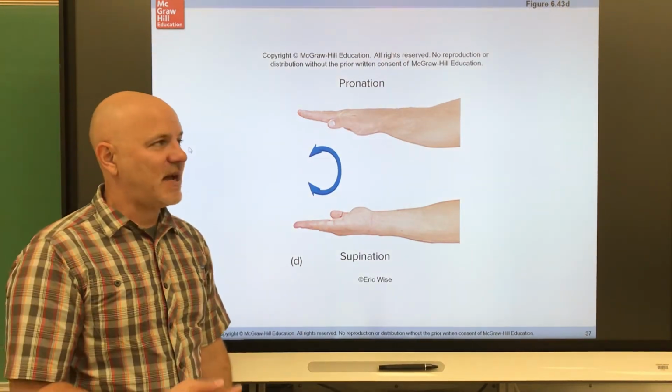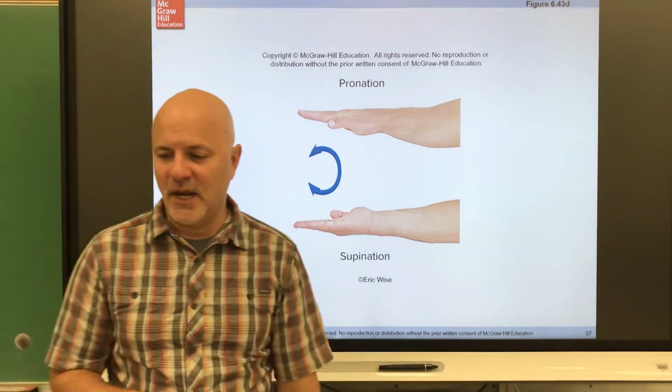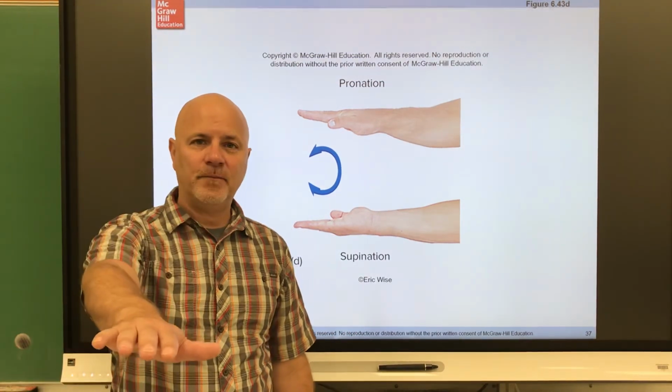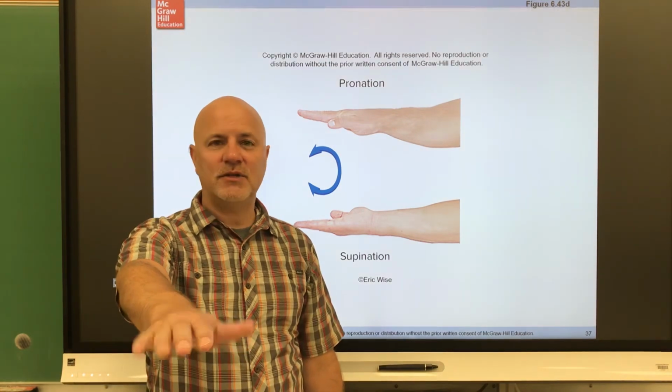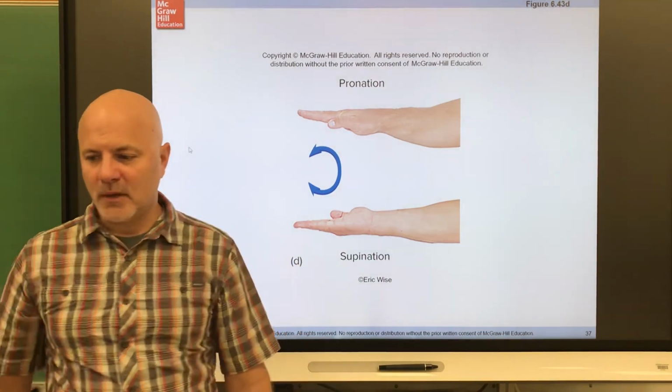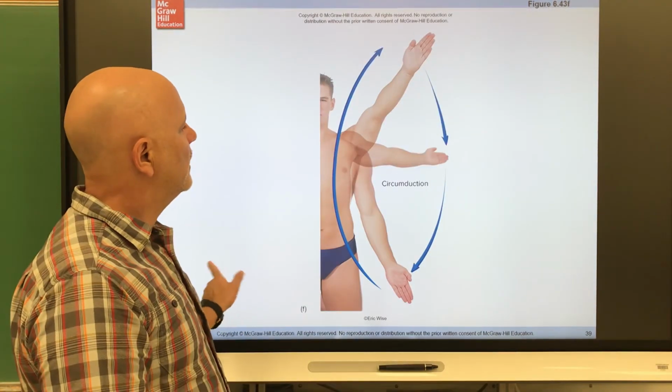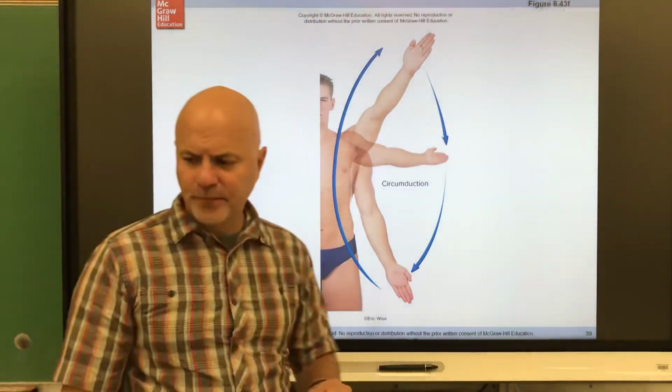A couple of specific types of rotations are pronation and supination. So a pronation is a rotation of the arm where the palm is down, and a supination is a rotation of the arm where the palm is up. All right. The next two deal with the feet. I don't think I have this picture here. So that's rotation and circumduction.